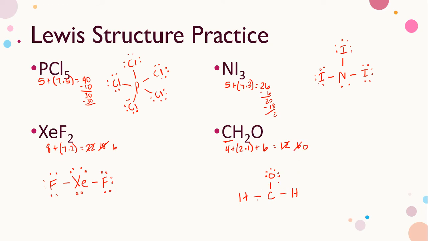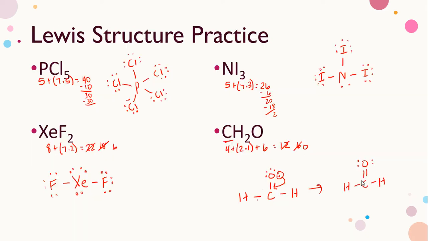Notice here I've got to check to make sure everybody's happy. Carbon is not happy. It only has 6 around it. So what we need to do is take one of these pairs and put them down on the carbon, and that will get us to the following structure. Note here that oxygen's happy with 8 and carbon's happy.